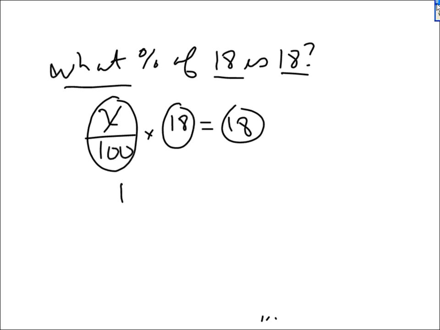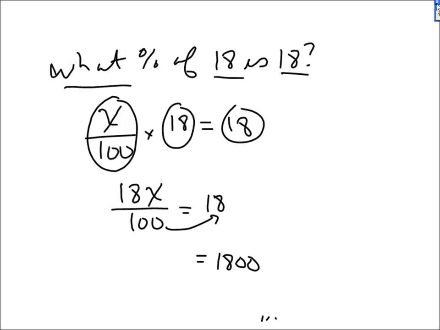X times 18 is the same as 18 times x over 100. Well, that equals 18. Again, okay, so 100 times 18, 1800 is equal to the numerator, which is 18x. You should know that 18 times 100 is 1800. The x is 100.